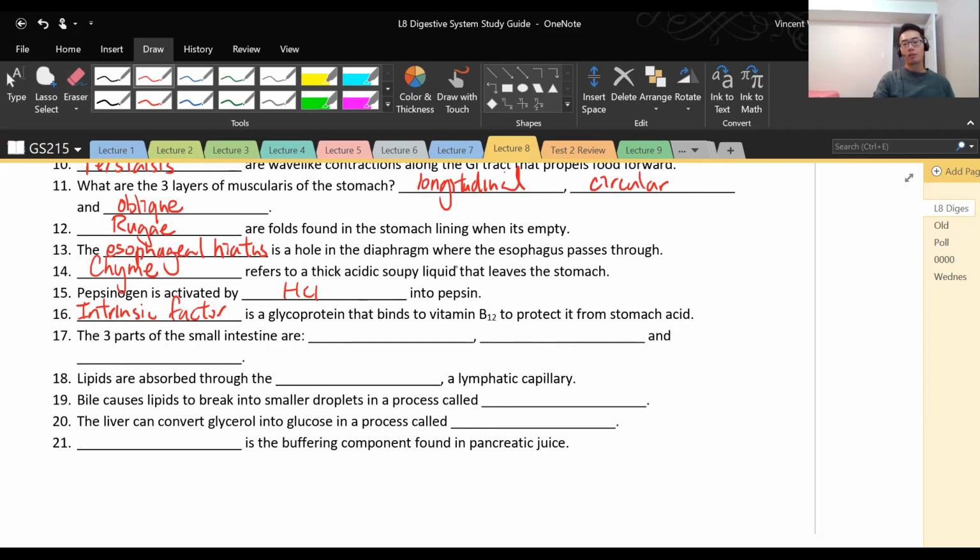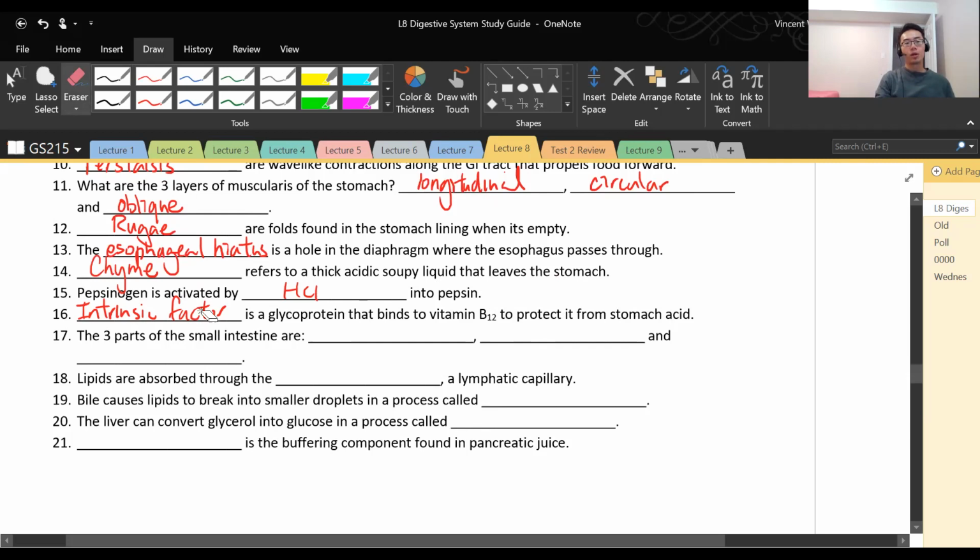Okay? And we need B12 to make healthy red cells with good hemoglobin. So people who don't have intrinsic factor because of genetic defects, they will get a form of anemia, okay, called pernicious anemia.